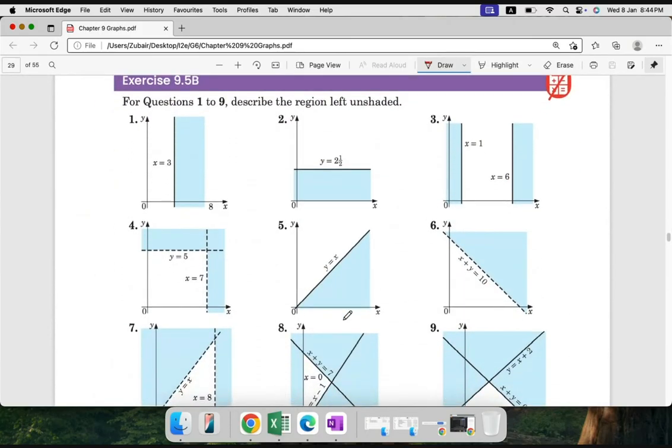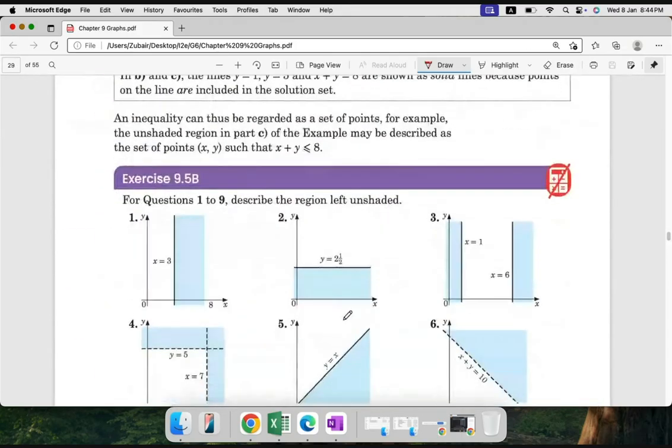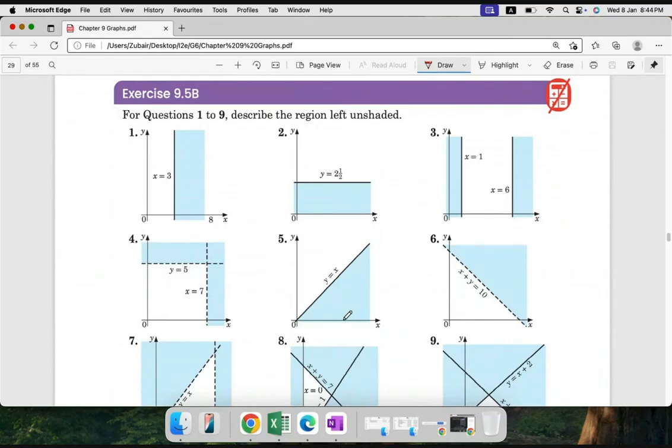Okay. Now those were inequalities and we had to shade. Now these are already shaded and we have to write the inequality. First of all, it says describe the region left unshaded. So this unshaded region is x less than or equal to 3. Would you agree? X less than or equal to 3. Yes or no?